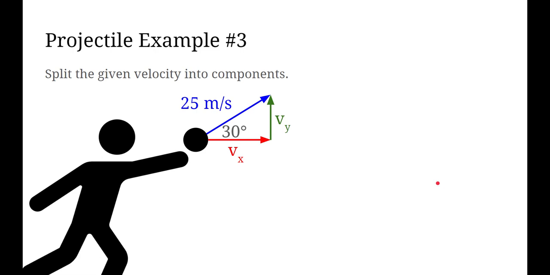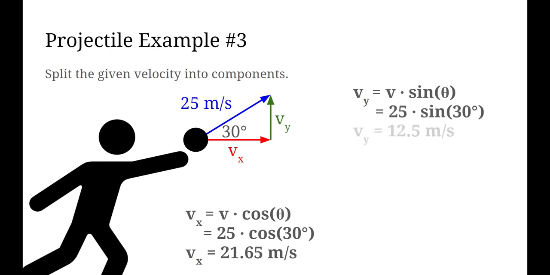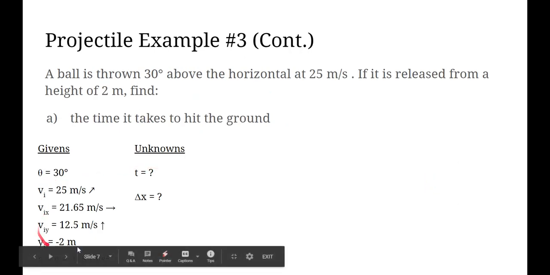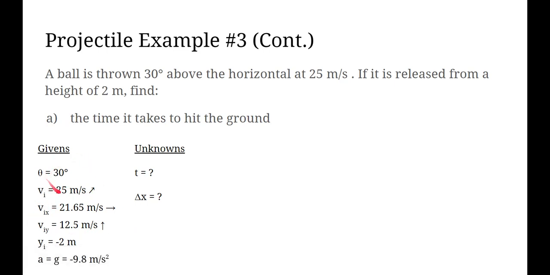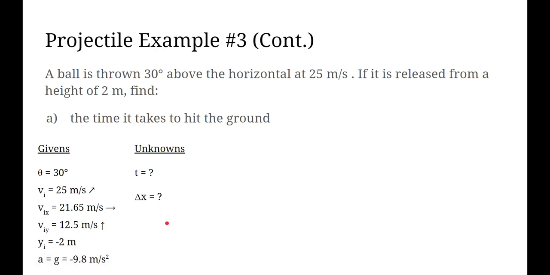For this specific problem, we have a hypotenuse of 25 meters per second, and the angle that's given is 30 degrees, and so the x component is 25 times the cosine of 30, or 21.65 meters per second, and the y component is 12.5 meters per second using sine of 30 degrees. So now I've included these two velocities in our givens because we just calculated them using this information. Notice that I also included arrows to help us keep track of what direction these velocities are pointed, so that it really can help us to keep track of which equations the velocities can fit into.